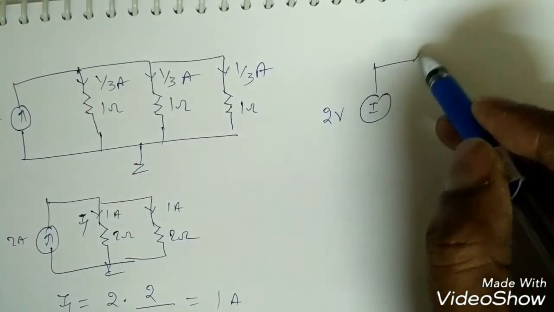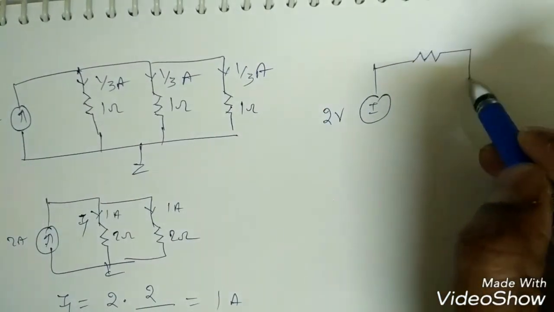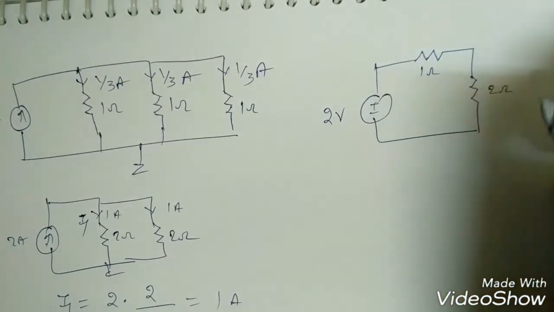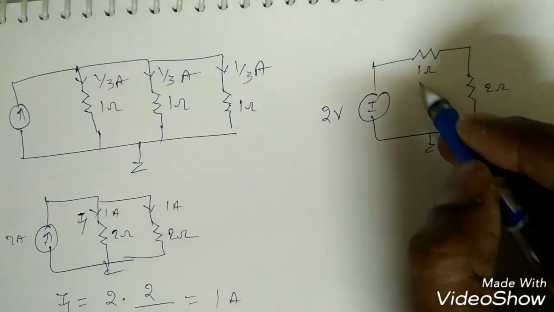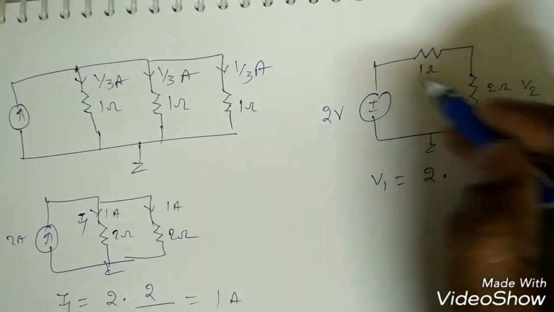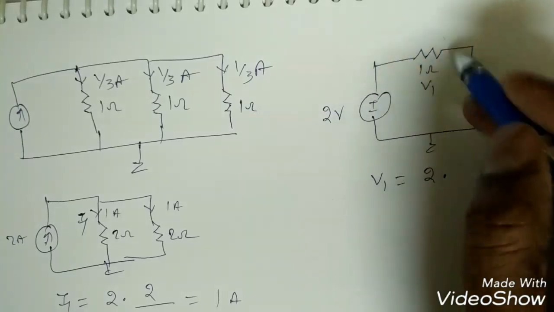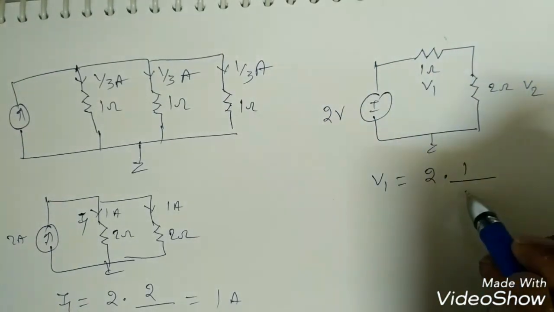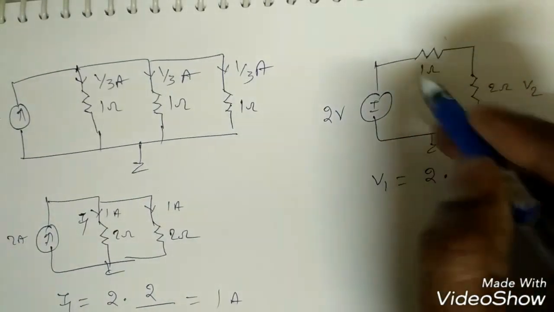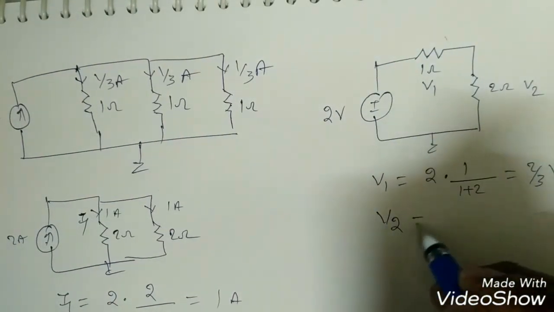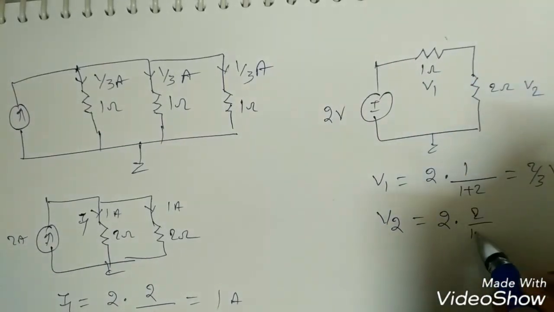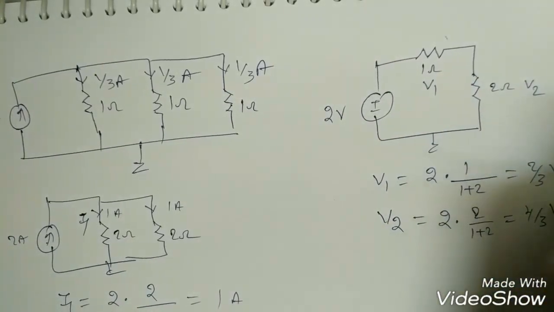Suppose there is a 2 volt source and two resistances in series. Suppose this is 1 ohm, this is 2 ohms, right? If I want to find V1 and V2 here, V1 is equal to the main voltage into this resistance, wherever you are finding it, over the total resistance, which is 1 plus 2. So 2 by 3 volts across V1, the 1 ohm resistance. Similarly V2 is the main voltage into 2 by 1 plus 2. This is 4 by 3 volts.